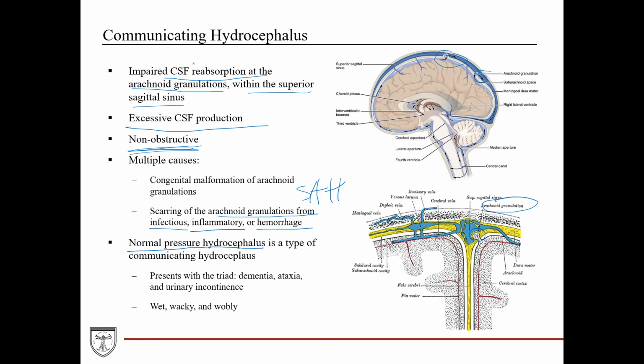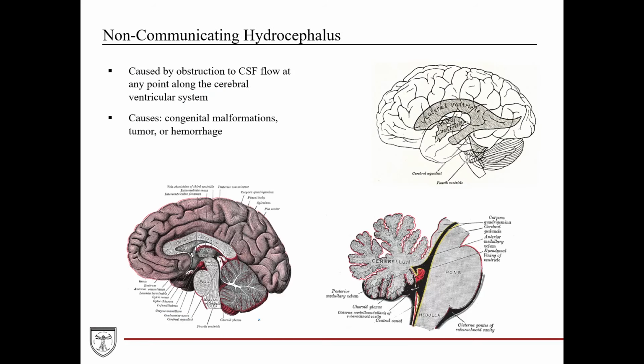So this is a type of communicating hydrocephalus, and this presents with that triad. And the reason it's normal pressure is the ICP is normal. So it presents with a triad of dementia, ataxia, and urinary incontinence. It's typically seen in elderly patients, and this is that mnemonic: wet, wacky, and wobbly.